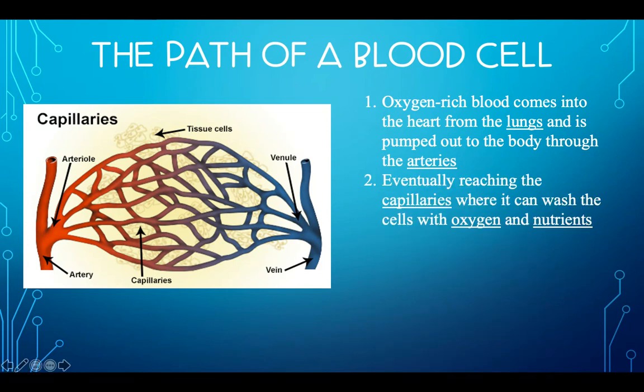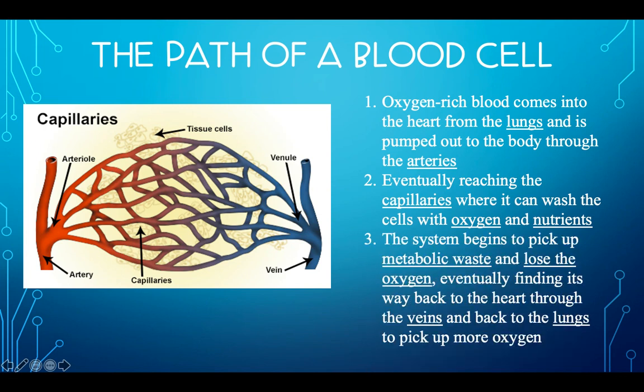Eventually, it reaches those capillaries where it can wash the cells with oxygen and nutrients. So there's an exchange of gases and other things there. And then the system begins to pick up metabolic waste and lose the oxygen. Right here, this is where you start to see the loss of oxygen, which eventually finds its way back to the heart through the veins and back to the lungs to pick up more oxygen. Circulatory means a cycle. It's literally a cycle that happens over and over again.